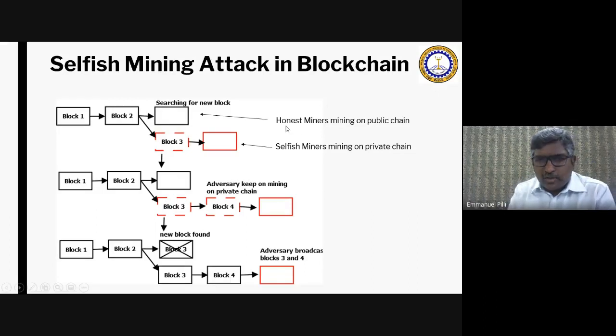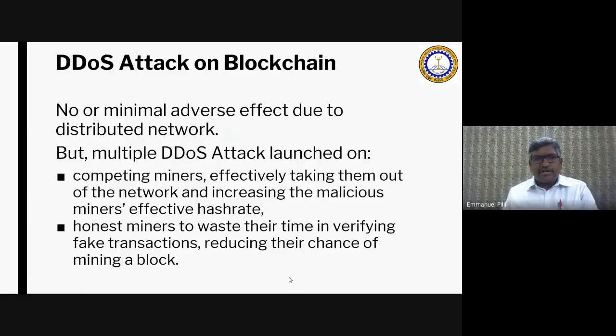So they are searching for new blocks. Honest miners are working on the public chain, but the selfish miners keep on adding, and they are not published. If they are published, they come onto the blockchain, but they are not coming onto the blockchain. So after some time, when the number of blocks in this gets increased, it gets published. So this block gets rejected. The honest miner has worked hard and added it, but the selfish miners have created a bigger chain. So this chain gets accepted, this block gets rejected, and the blockchain moves in this direction. So the adversary can manage selfish mining attacks like this.